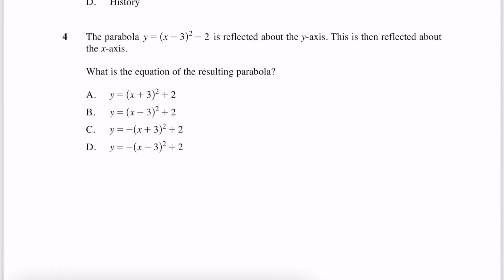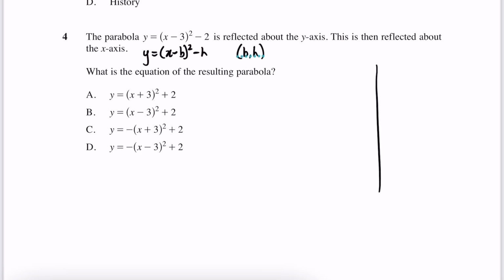What we have here is the parabola, and they give you the equation, is reflected about the y-axis. This is then reflected about the x-axis. What is the equation of the resulting parabola? What we see is that this is in the form y equals (x minus b) squared minus h. And this is a parabola that has a vertex with coordinates (b, h).